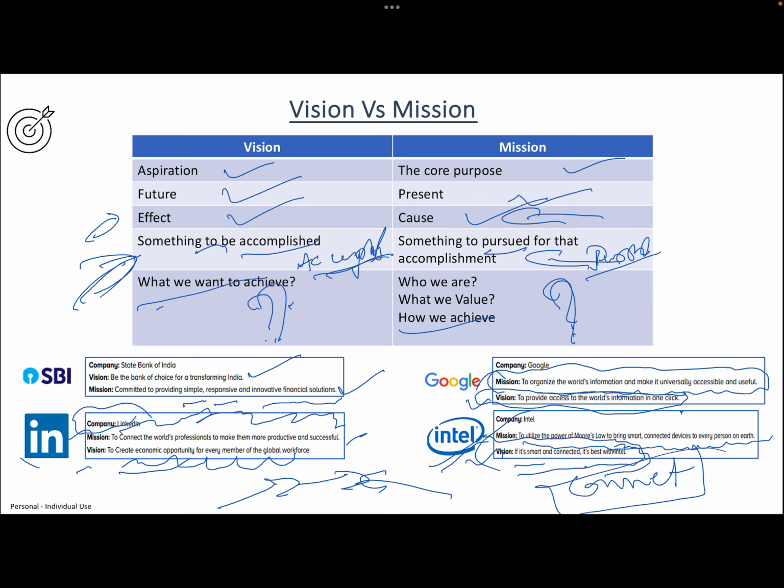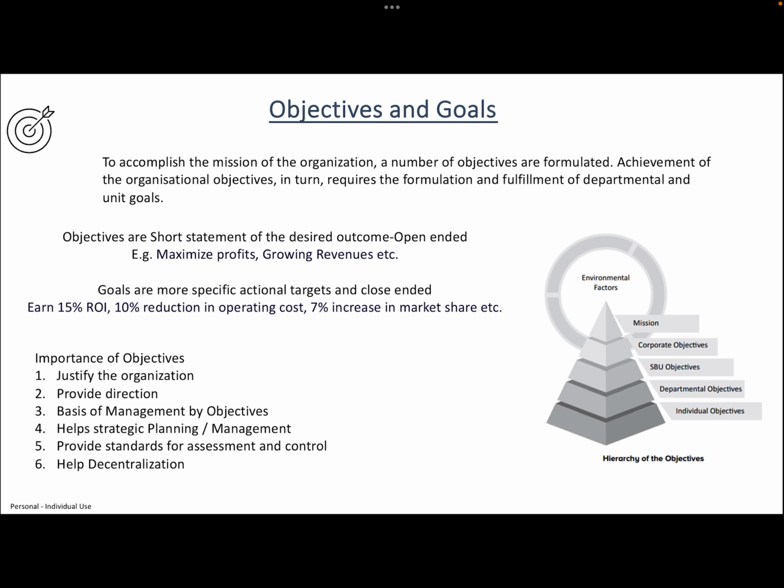And in summary, vision is all about aspiration and what the company wants to achieve. Mission is all about the core purpose of the business and how we are going to achieve it. Clear, guys? Okay. Now come back to these two.